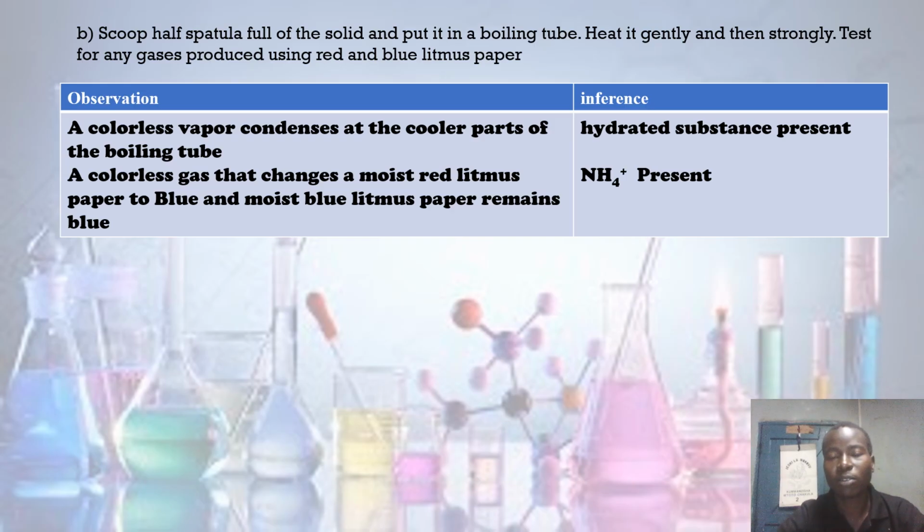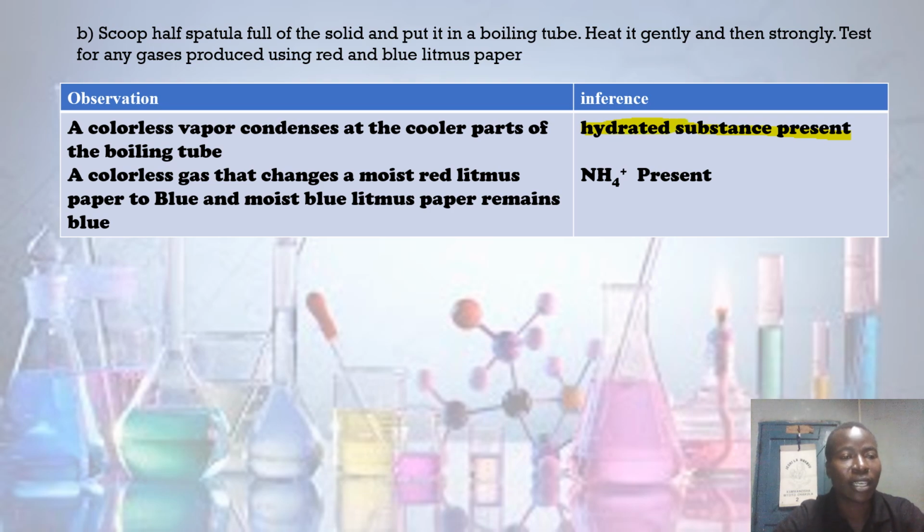So the first observation, if you are carrying out such an experiment, that you expect is that you may see a colorless vapor condensing at the cooler parts of the boiling tube, which tells us that the solid we have contains water of crystallization. So the inference the learner can give is that the given solid contains water of crystallization, or the learner can say that the substance is hydrated.